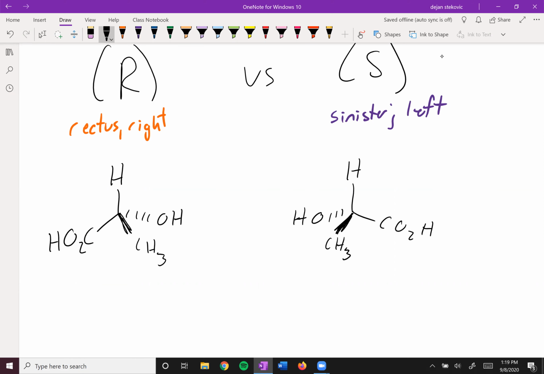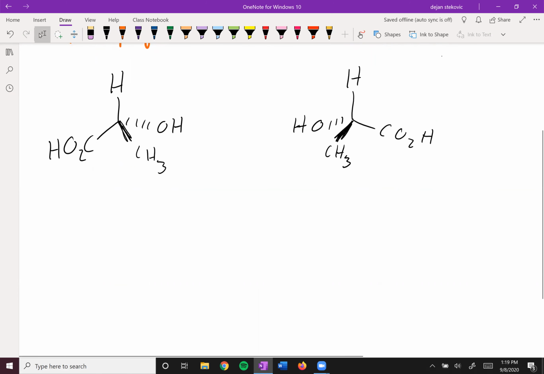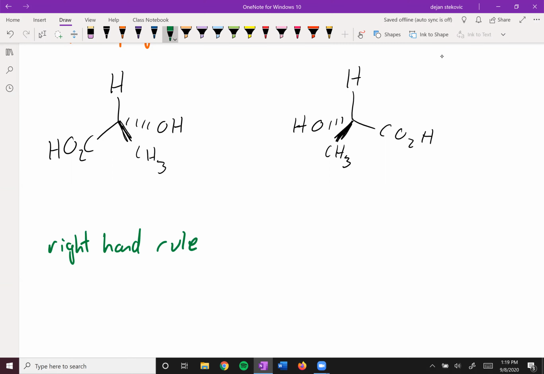Right, and so what you need to be able to do is look at these molecules and identify whether they're R or S. What I like to do is what's known as the right hand rule, sometimes the right thumb rule. There's a whole bunch of different methods. You can Google other methods. I don't care which one you use as long as you are able to do this correctly, right? Be able to identify these.